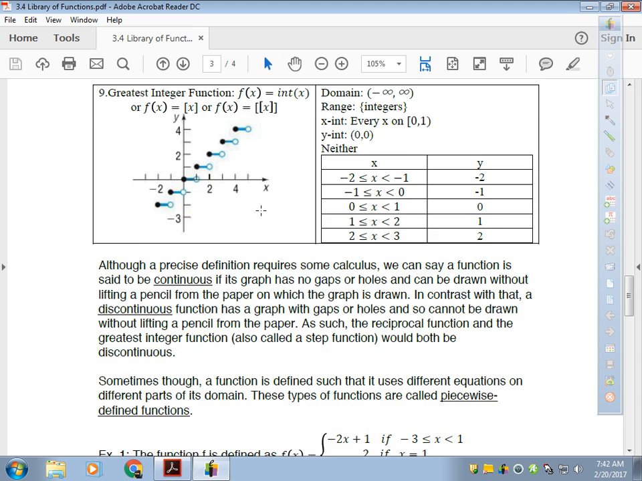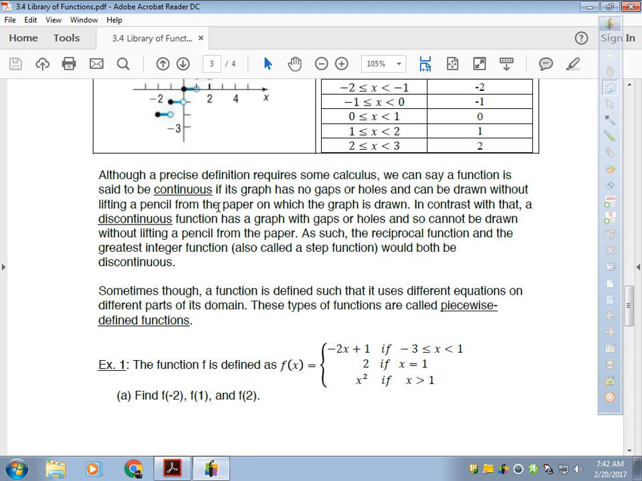Okay. All right. The next thing we're going to talk about is just a little bit of definitions. You'll learn a more precise definition if you go on to calculus, but for right now, we're going to talk about continuous and discontinuous functions. For the sake of this class, a continuous function is any function that has no gaps or holes and that you can draw without lifting your pencil from the paper. A discontinuous graph, on the other hand, is a graph that does have gaps or holes, and you have to pick up your pencil when drawing it.